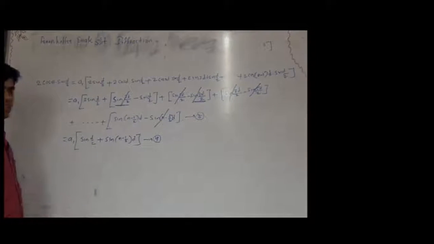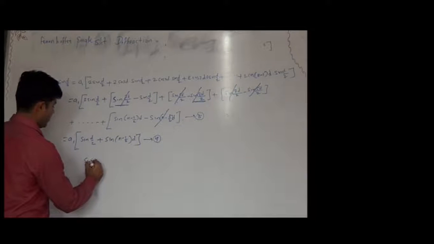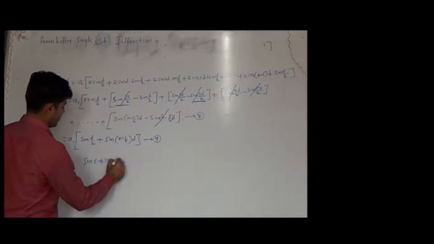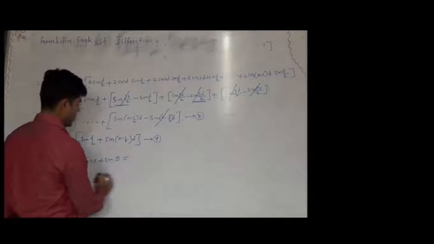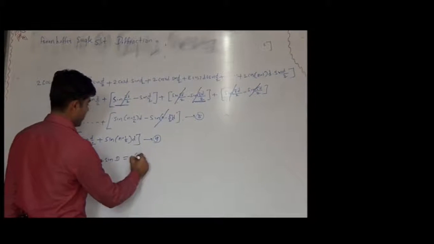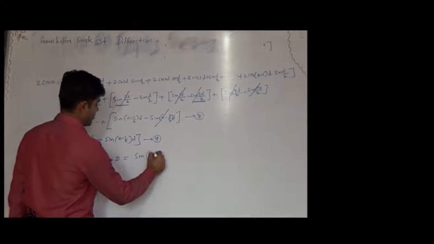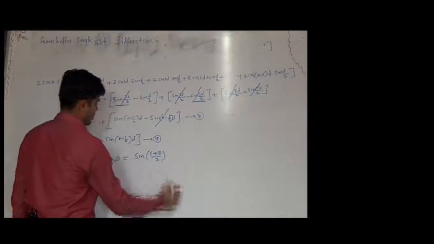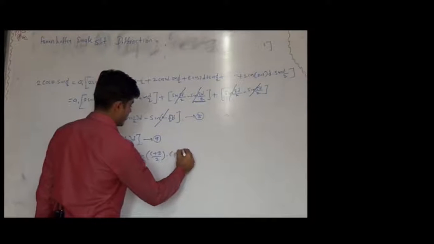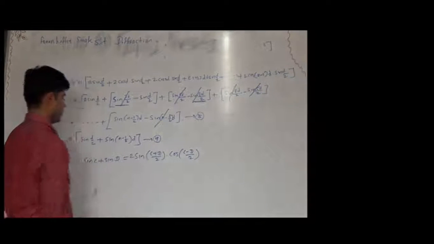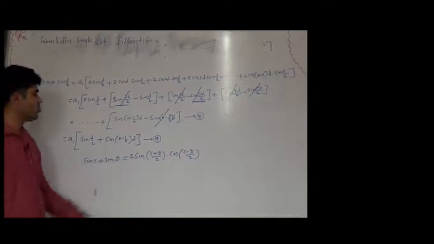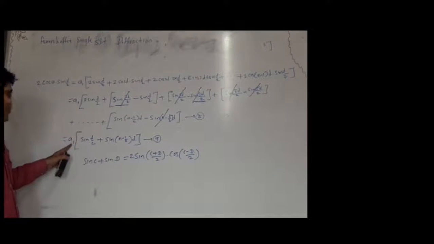Observe this equation is similar to sin c plus sin d, and we know this property: sin c plus sin d is equal to 2 sin of (c plus d) by 2 into cos of (c minus d) by 2. By using this property we can solve it.